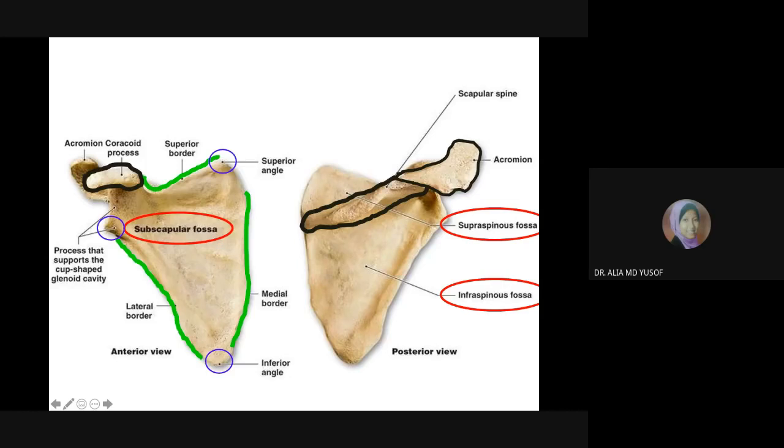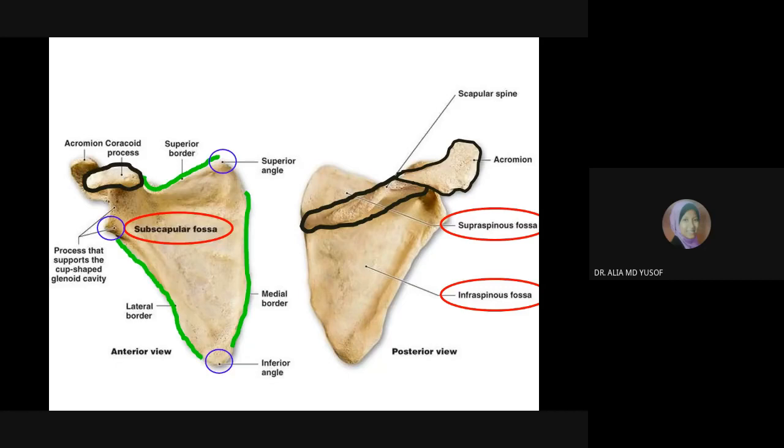Anteriorly, always ingat, anteriorly scapula dia flat triangular bone without any spinous process. Okay, dia cuma ada subscapular fossa, semua cavitation. Okay, itu anterior, kena ingat. Posterior dia ada spinous process, and this spinous process will divide the scapula into supraspinous and infraspinous fossae. Itu dua. Right? Anterior, posterior.